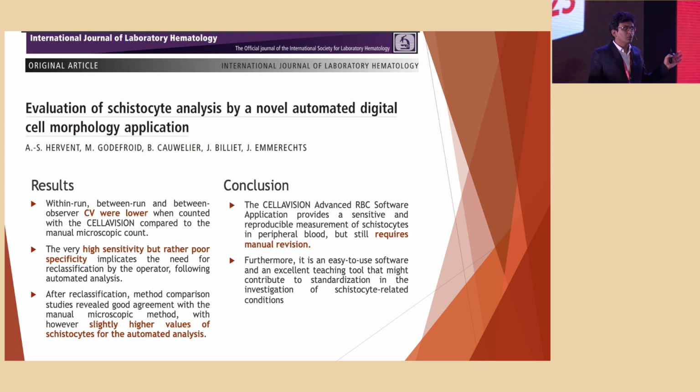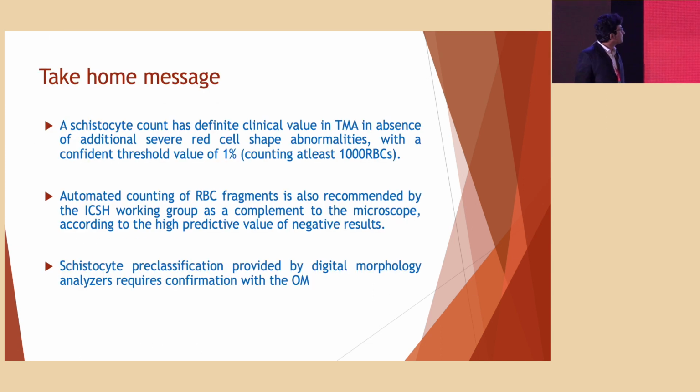This was a study performed on CellaVision, which showed very high sensitivity but rather poor specificity, like we showed. It also showed higher values for schistocytes in automated analysis compared to manual analysis. So the bottom line is that it requires manual revision. Even in this paper, two-thirds of the schistocytes counted by the machine were not actually schistocytes. And in the final count, about one-quarter of the cells classified as other types of red blood cells were actually schistocytes.